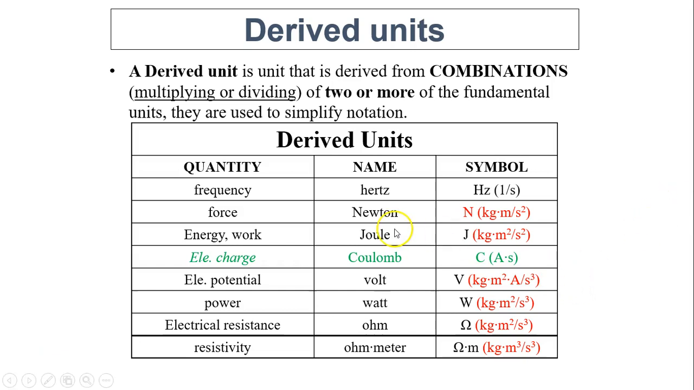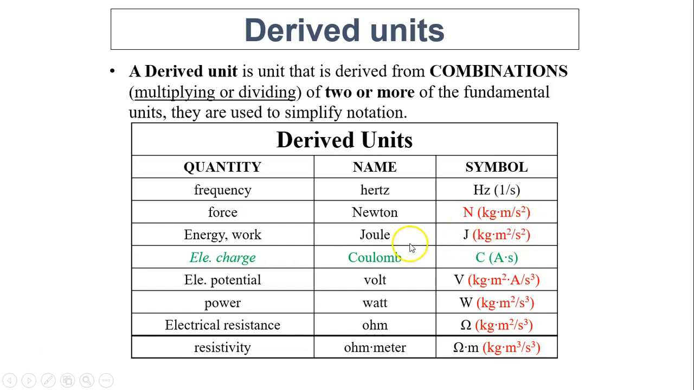Another example of a derived unit is a Newton. A Newton is a unit to represent force. How do we get Newton? Newton is a combination of fundamental units. The unit for mass, kilograms, multiplied by the unit of length, which is meters, divided by the unit of time, which is second, divided by second again, becomes second squared.